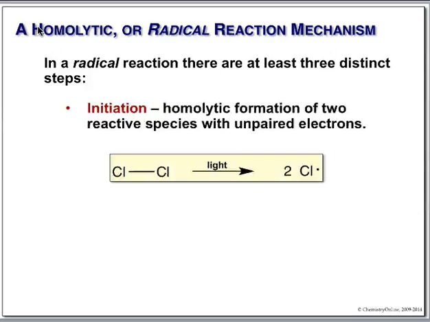We start off with initiation. Why do you need to shine a light on this stuff to make it go? What you're doing, the light is breaking the bond between the chlorines. In our initiation step, we are making radicals. Very simple reaction. Light comes in, it's absorbed by the chlorine molecule, the bond splits homolytically, and we get two chlorine radicals.